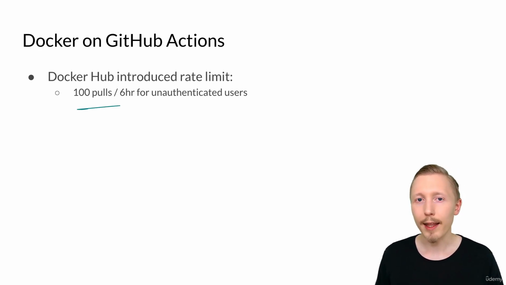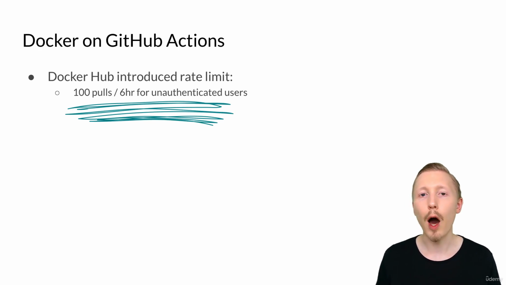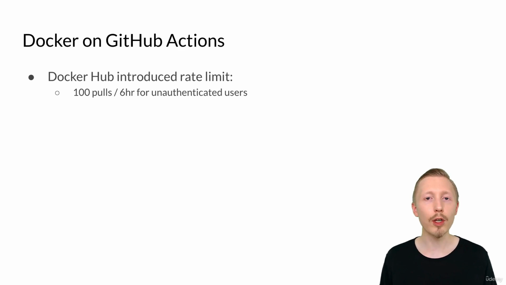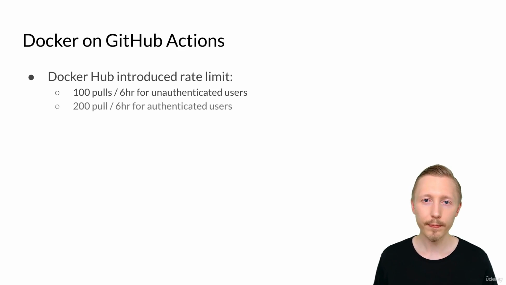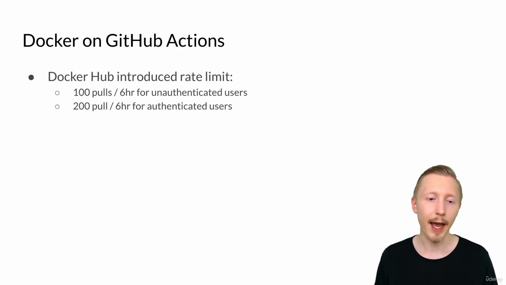The rate limit that they've introduced is 100 pulls for every 6 hours for unauthenticated users. An unauthenticated user is just a user that is pulling a Docker image from Docker Hub that hasn't logged in with their Docker Hub credentials. If you do log in, then you get 200 pulls for every 6 hours. So it doubles the limit, and this should be more than enough to follow this course. So you shouldn't need to upgrade to a different plan. You should be able to manage with just 200 pulls for every 6 hours.